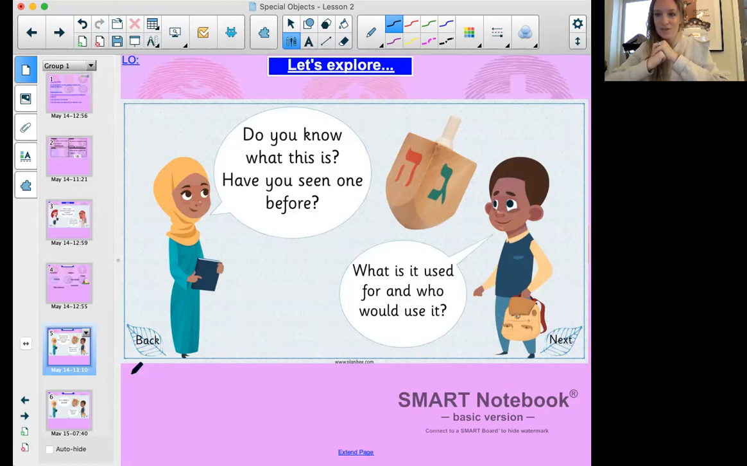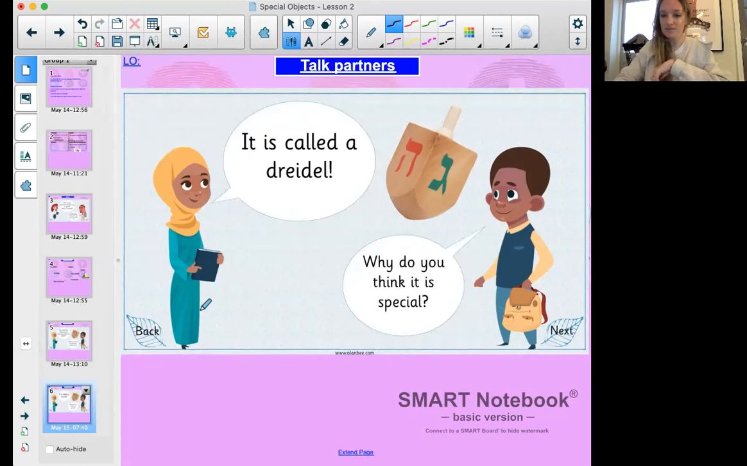All right, hopefully you have some guesses. So I noticed when I was looking at it, it looks a bit like a top, like a game that you might spin. I know we talked about that in class before. And it looks like it has some pictures or symbols painted around it, but they're not letters of the alphabet that we have in English. So that's quite curious. Maybe it's a game. Let's find out.